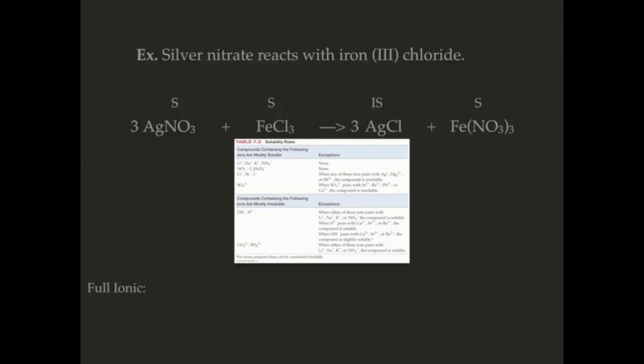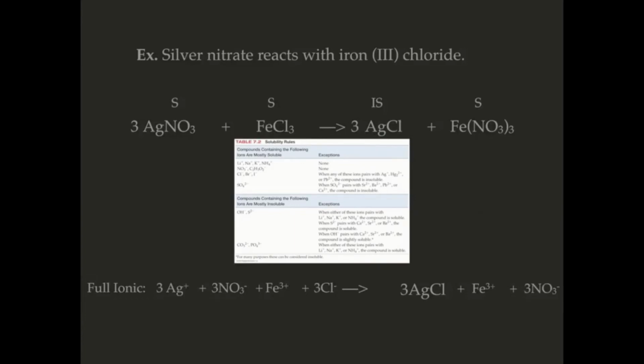So let's write my full ionic. Okay? Silver nitrate is soluble, so I've got 3 silver ions and 3 nitrate ions. And iron chloride is soluble as well, so 1 iron ion and 3 chloride ions to produce, well, AgCl is insoluble, so I'm going to leave it alone. It's going to be just 3 AgCls. And my iron nitrate is going to break apart, so I have iron ions and nitrate ions.